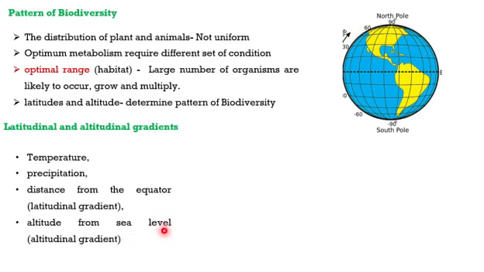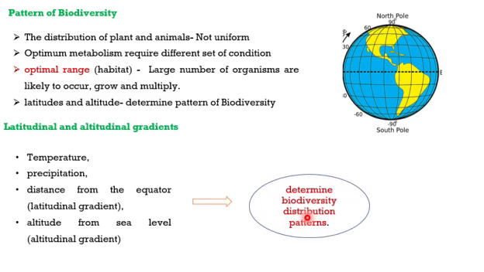Altitude from sea level also determines the pattern of biodiversity. So altitude means what? The height, elevation level, how far the land area is from the mean sea level. For example, how high our land area is from the average mean sea level also determines the pattern of biodiversity.